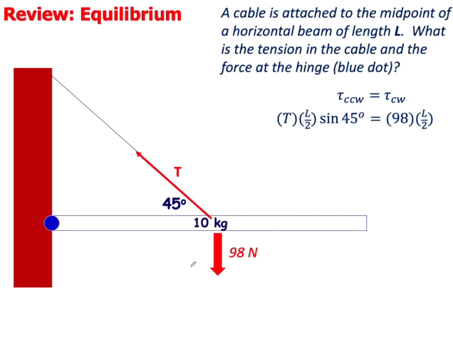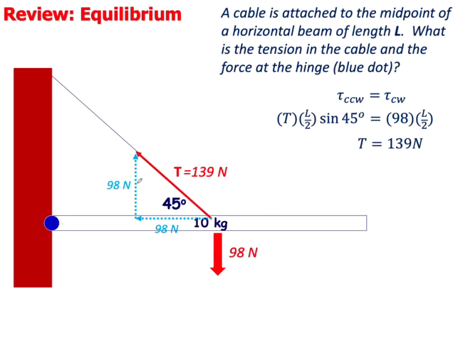And the force of gravity here would be trying to rotate this whole beam clockwise, so the torque due to it would be 98 times, again, half the length. Solving that real quick, you'll discover very quickly that the tension's about 139 newtons. Putting that in there, we can then break the tension into its vertical and horizontal components, in this case, both 98 newtons. And so now we can ask our question: what's the force acting on the hinge?